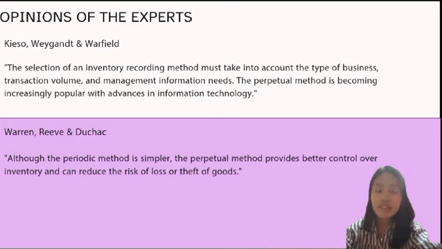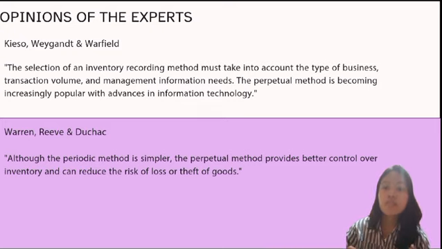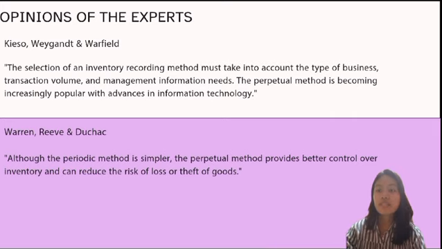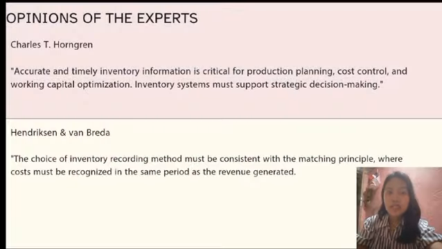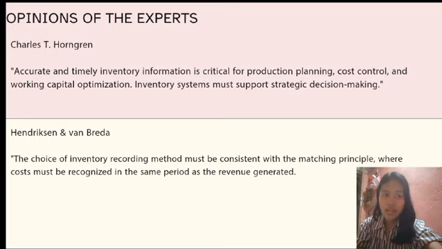According to Warren, Reeve, and Duchac, periodic methods have an advantage in lower recording complexity and administrative costs. But the drawback is being unable to know the value of the supply and the cost of goods sold at any time, having difficulty detecting loss or damage of the goods, and lacking strong internal control. Expert opinion from Charles Horngren, known for management accounting, underscores the importance of a supply system supporting strategic decision making.